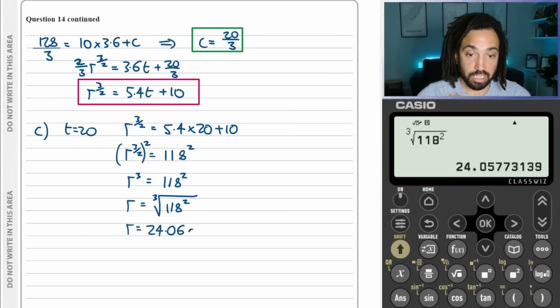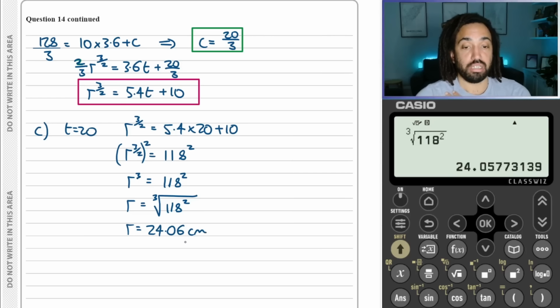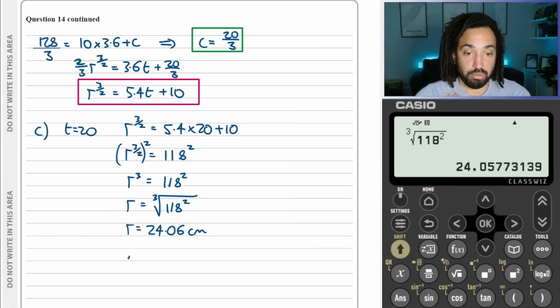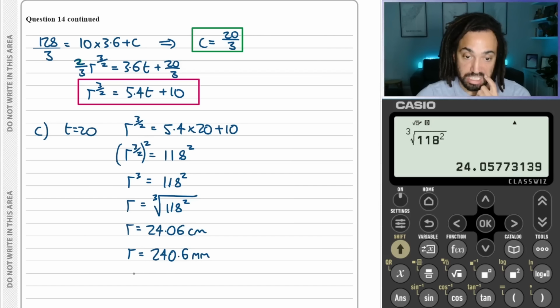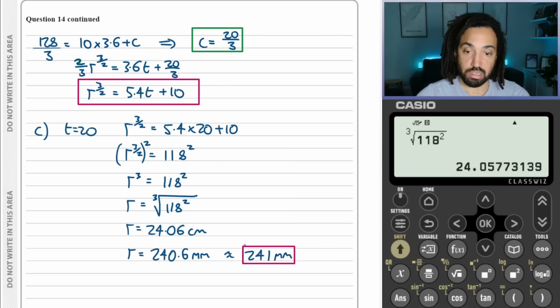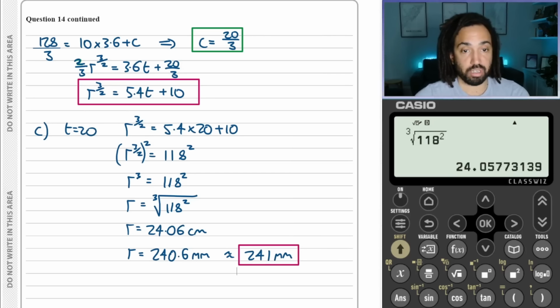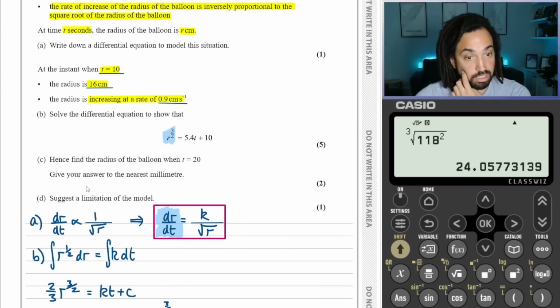And we get 24.06 roughly, that's centimeters. So they want that in millimeters, so I have to times through by 10 to get it into millimeters, and it's the nearest millimeter, so that is approximately 241 millimeters. Perfect. Okay, now on to the final part. D, suggest a limitation of the model.